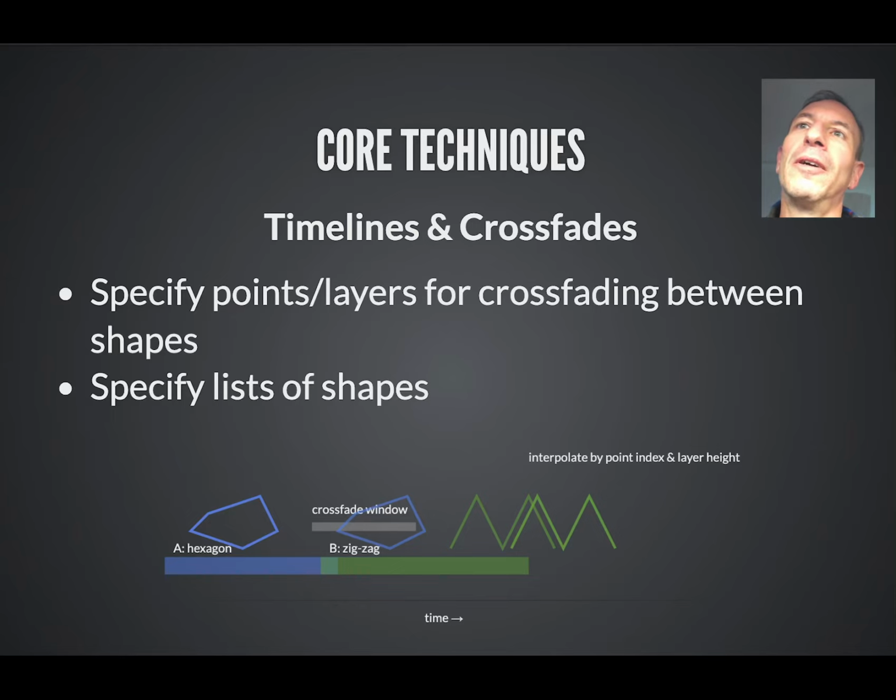So the core techniques here are, again, you specify points and layers for crossfading between shapes, and then you can use timelines and crossfades to specify lists of shapes. So not only do you have the iterators, but you can combine them together to make a timeline. So if I wanted to go from a hexagon to a grid, they're quite unrelated shapes, so you get a really interesting crossfade between them if you try it. And it will take care of that for you. You can specify the amount of layers and points you want in the beginning object and the ending object, and you can combine as many as you want together. So it is a sort of timeline of shapes.